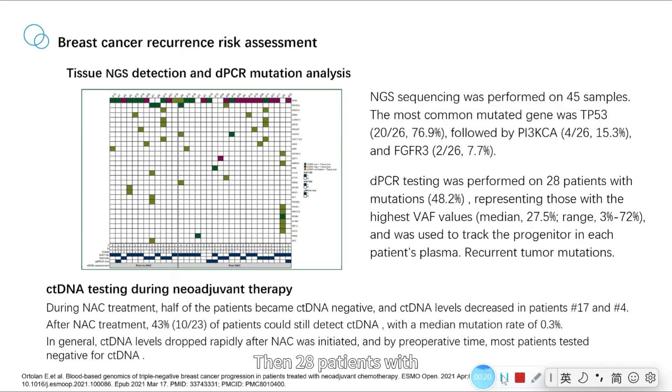Then, 28 patients with detected mutations were subjected to personalized digital PCR testing to track the mutation in ctDNA. During neoadjuvant treatment, the blood ctDNA of half of the patients turned negative, and the ctDNA levels of patients number 17 and number 4 decreased. After neoadjuvant therapy, ctDNA was still detectable in 43% of patients. Overall, ctDNA declined rapidly after neoadjuvant treatment. Before surgery, most patients can achieve ctDNA negativity.